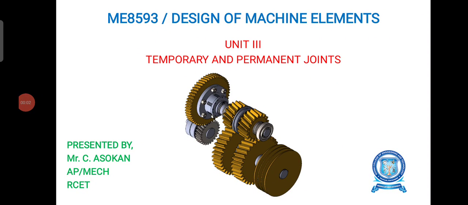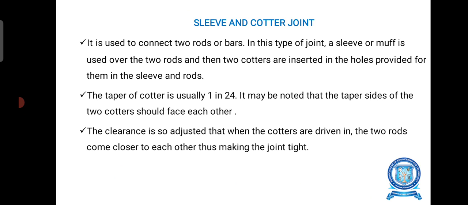Good morning to all. Today we are going to discuss the design procedure for sleeve and cotter joint. Sleeve and cotter joint is used to connect two rods or bars, right?